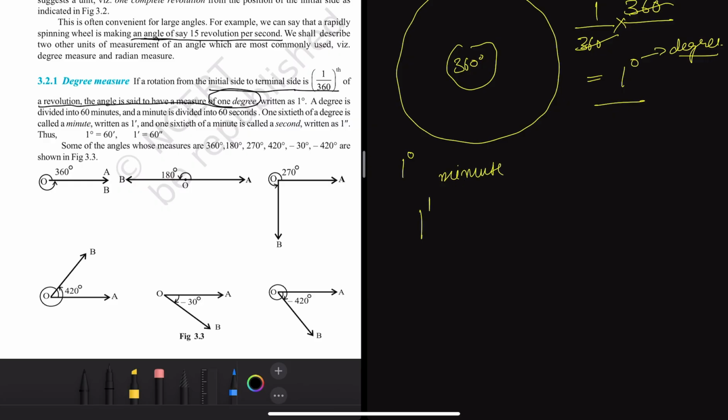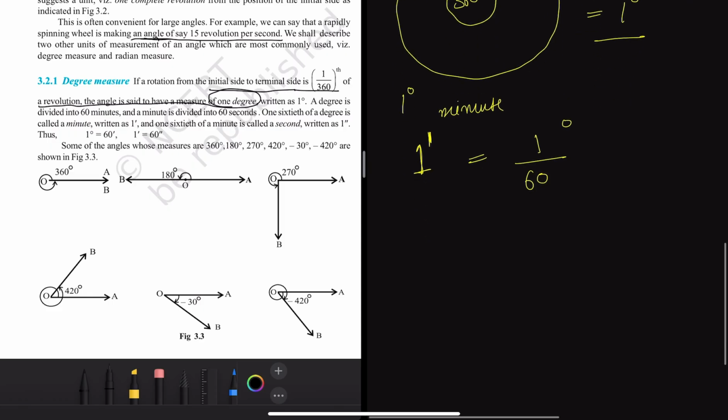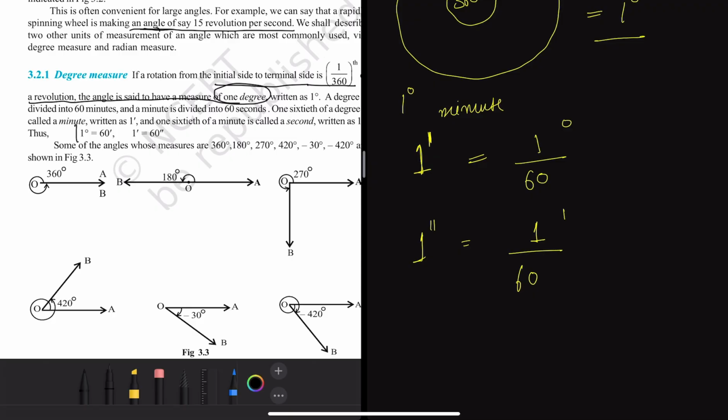1 minute is written like this. So we write the number 1 and we write an apostrophe. So this is 1 minute and this is 1/60th of a degree. Okay. Similarly, if you have to define 1 second, it will be 1/60th of a minute. Sorry, there will be only one apostrophe for minute. Okay. So this is the relation that is given, that 1 degree is equal to 60 minutes and 1 minute is equal to 60 seconds.